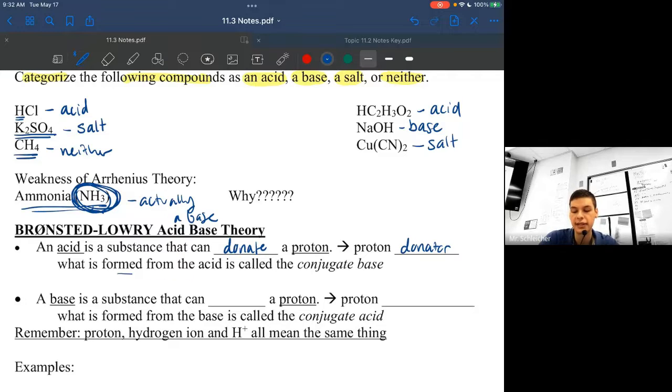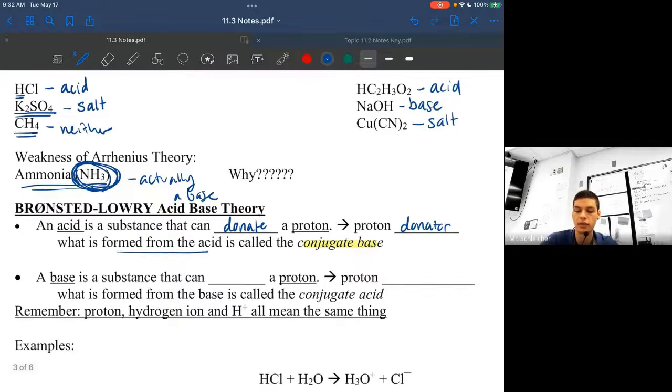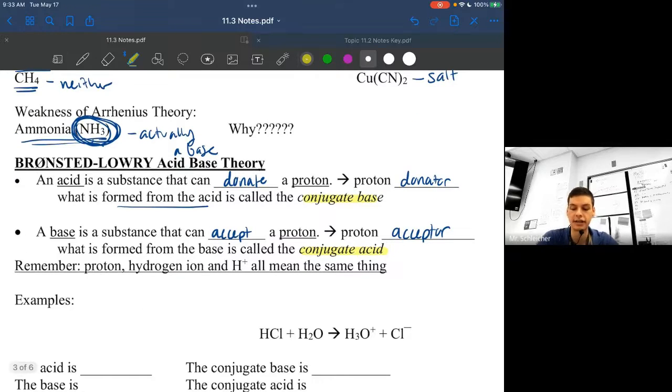What's left over from that acid, we're going to call the conjugate base. And we'll talk about that in a moment. A base is something that can accept a proton. So it's absorbing protons. So we're going to call it a proton acceptor. And then whatever is left over from the base, we're going to call the conjugate acid and talk about that again in just a sec. So please also remember that protons, hydrogen ions, and H plus, that all means the exact same thing in this class, in chemistry in general.